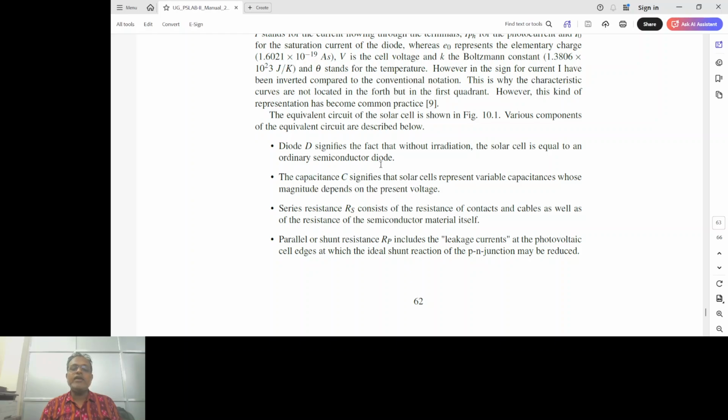The capacitance C signifies that solar cells represent a variable capacitance whose magnitude depends on the present voltage. Series resistance RS consists of the resistance of the contacts and cables. Parallel resistance includes the leakage currents at the photovoltaic cell edges.